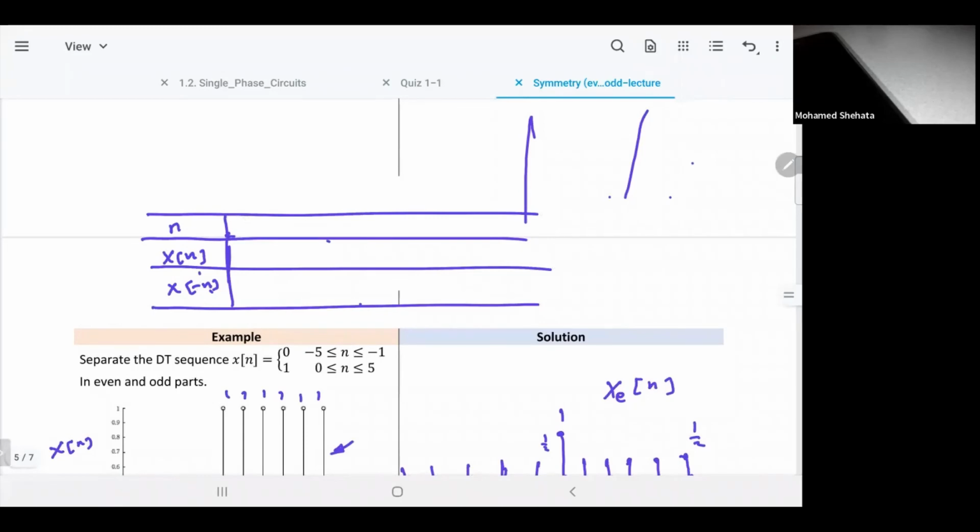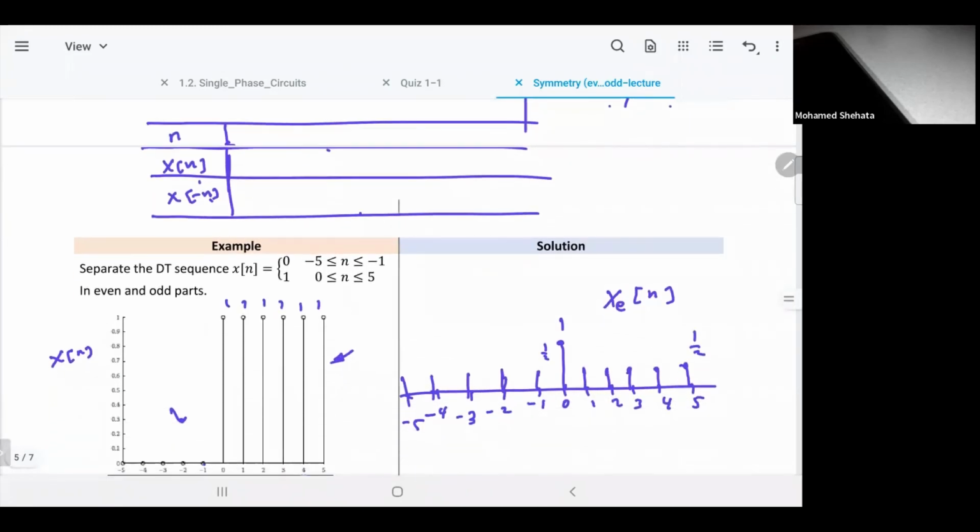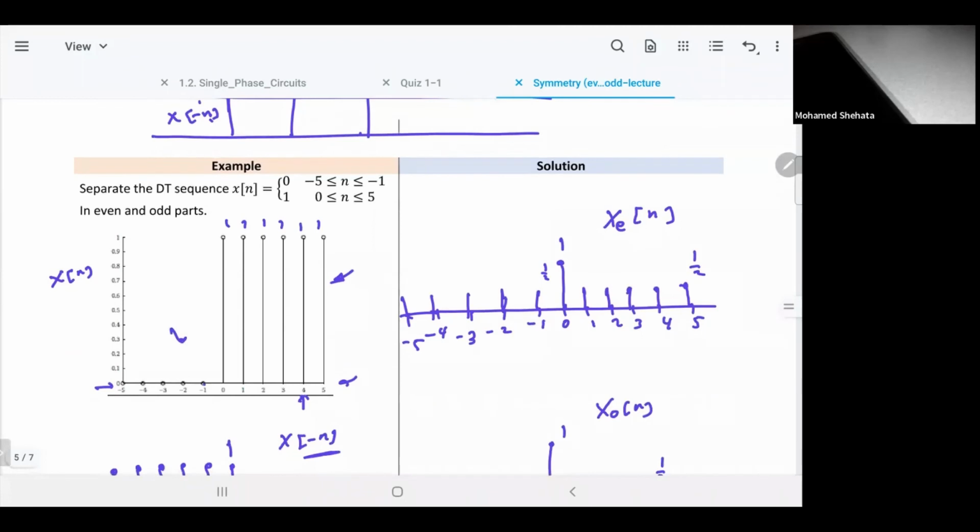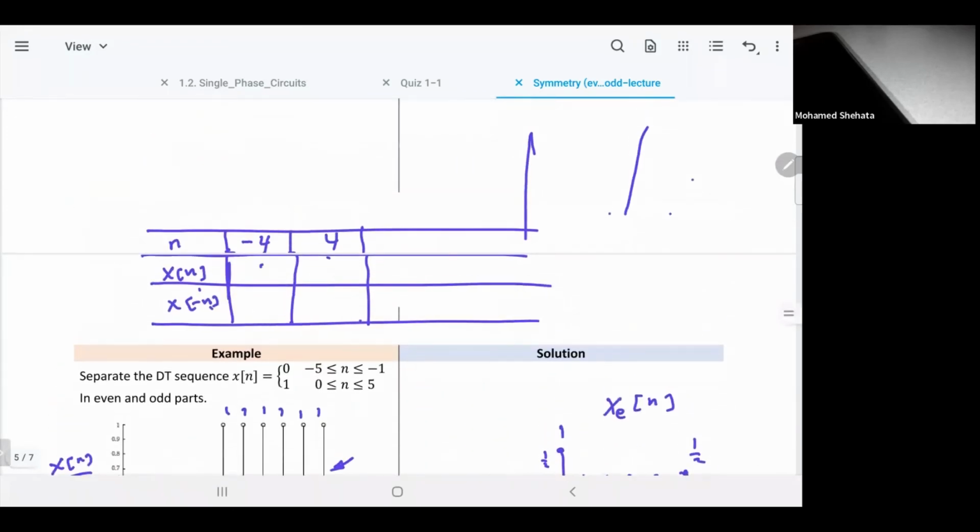Let's say what you're going to do. You have n from negative 5 up to 5, right? But you don't have to do all the points every time. I'm just going to pick two points. I'll take negative 4 and 4. When n equals negative 4, you look for x of n. What is the value of x of n when n equals negative 4? The value is 0, right? So you put 0 in the table here.